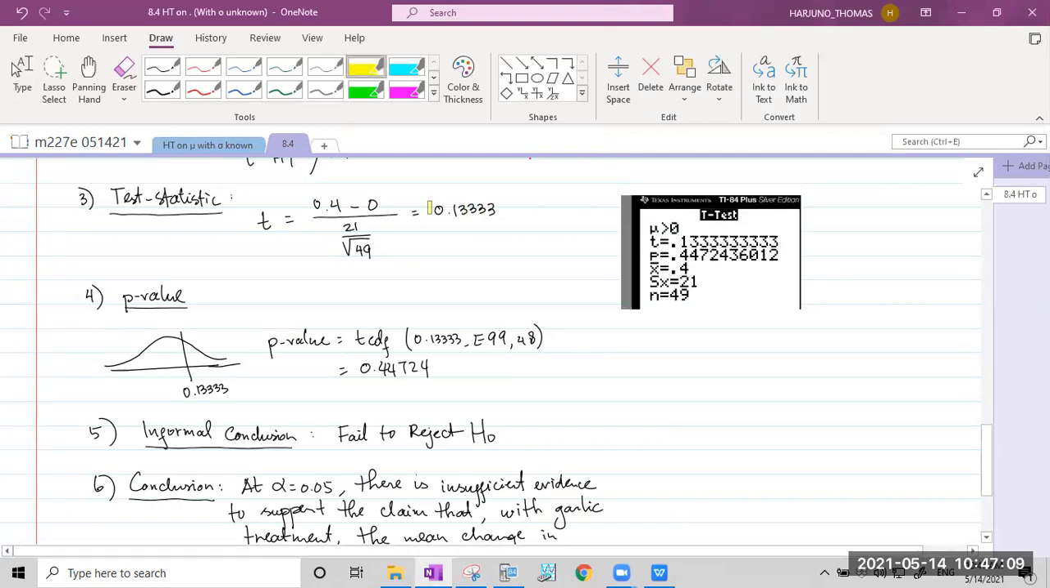Okay, so you see that my t score, my test statistic, and my p-value are the same, right? Now, how about the extra points, this critical value? It's a right tail, I need 5%. That's the alpha. So this is T critical, which is inverse T, area to the left 0.95, degrees of freedom 48.